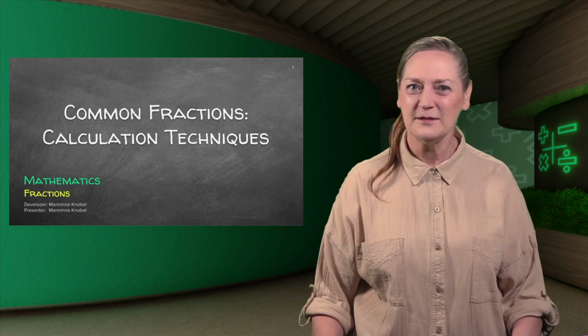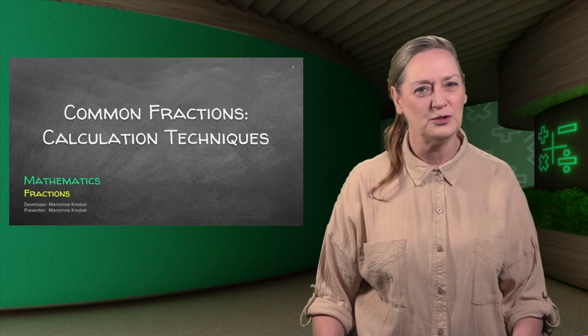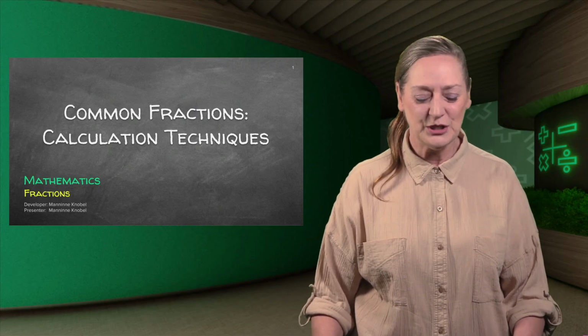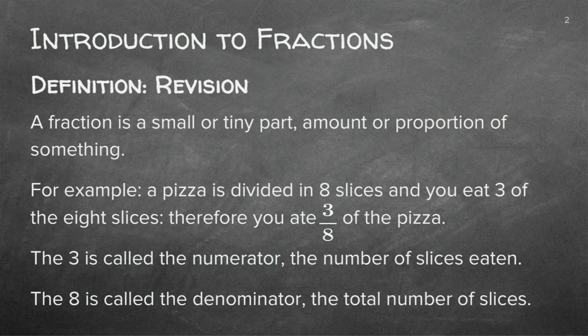Again, I know a lot of this information you already know, but it's important to really go through it again. So we're going to start with what a fraction is. All revision, you know this. A fraction is a small or a tiny part or amount or proportion of something. For example, a pizza is divided in 8 slices and you eat 3 of the 8 slices. Therefore, you've eaten 3/8 of the pizza. The 3 is called the numerator, the number of slices eaten, and the 8 is called the denominator, which is the total number of slices the pizza is cut in.